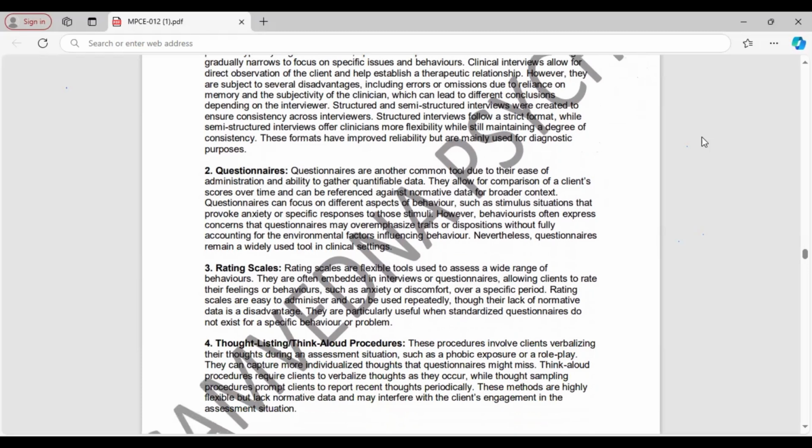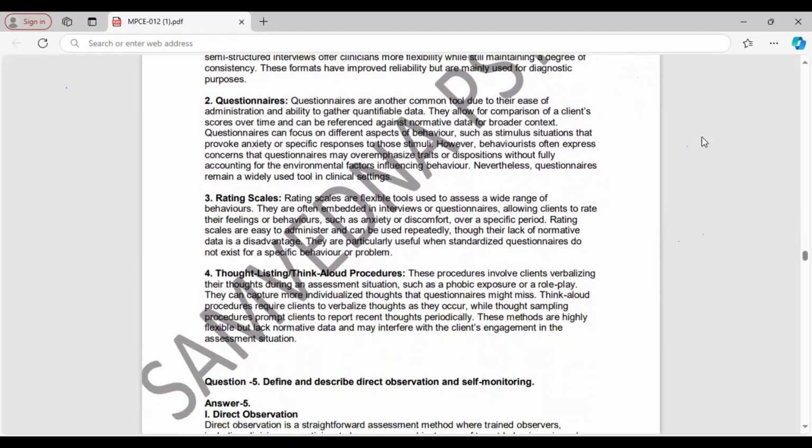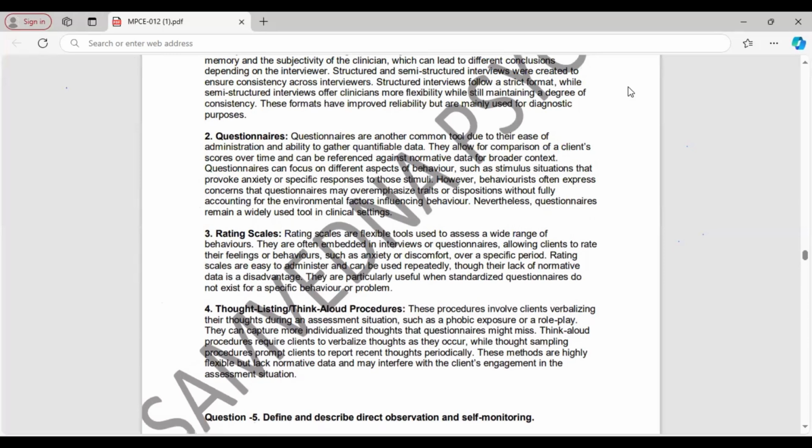Thought listing or think aloud procedures. These involve clients verbalizing thoughts during assessments, capturing individual insights that may be missed by questionnaires. While flexible, they can disrupt client engagement and lack normative data. In summary, these formats tailor assessments to meet individual client needs effectively.